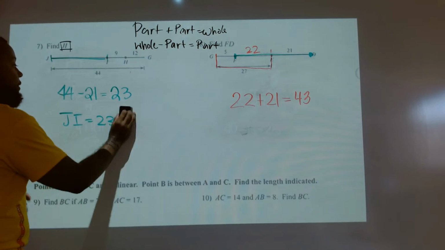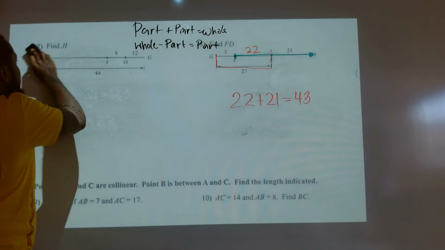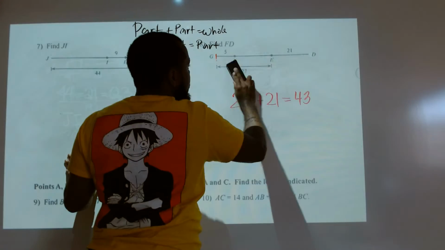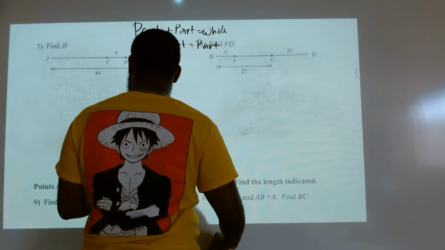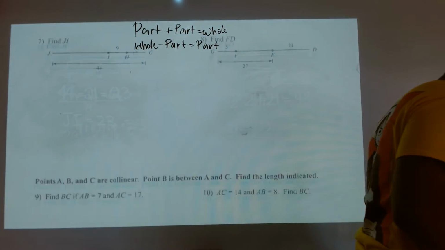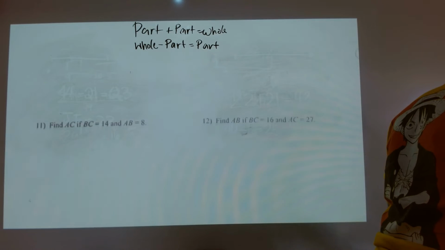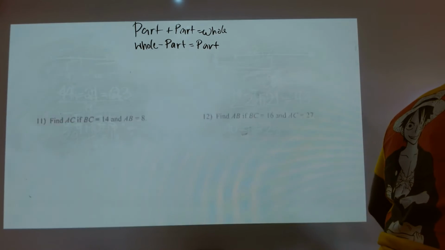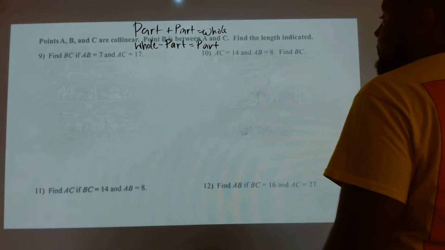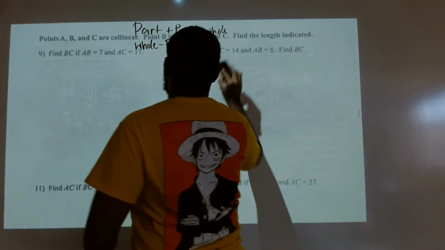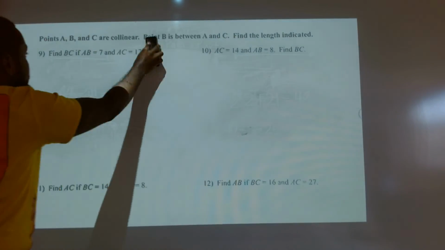Let's go ahead and progress forward. I believe those are the last two. Yep, these are the last 4. I'm going to erase this part because y'all should already have that written down.